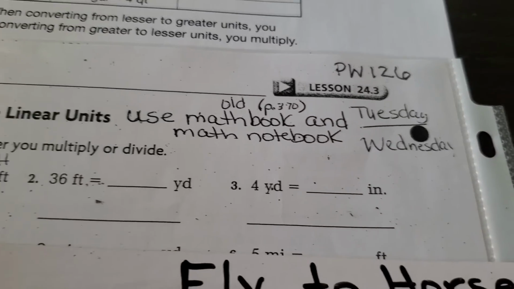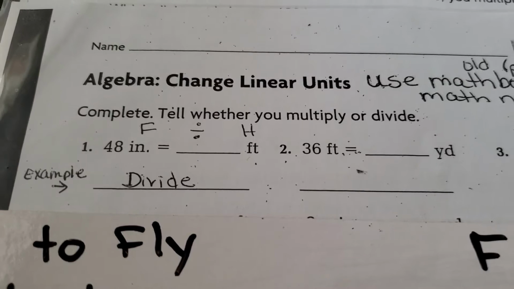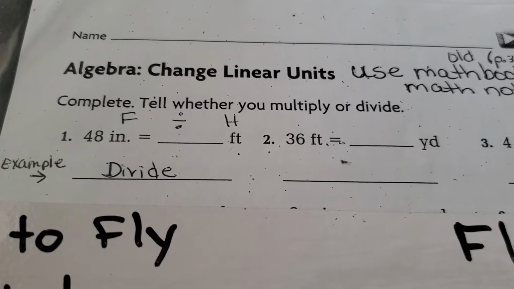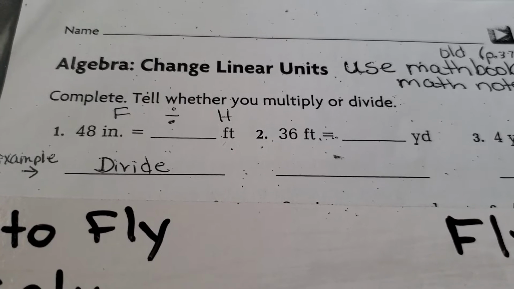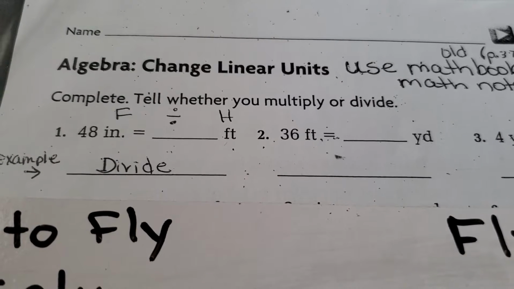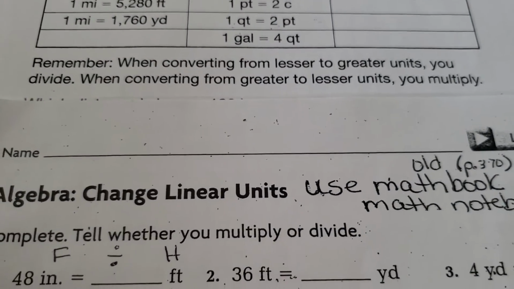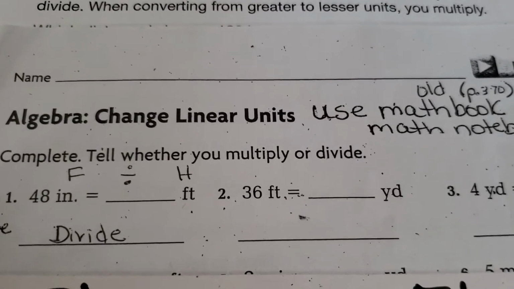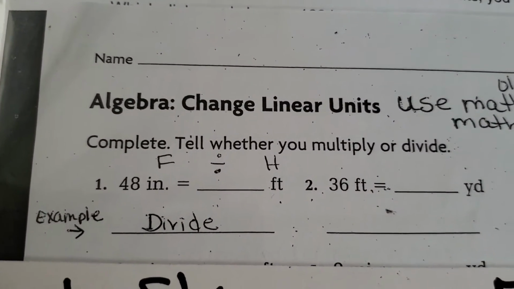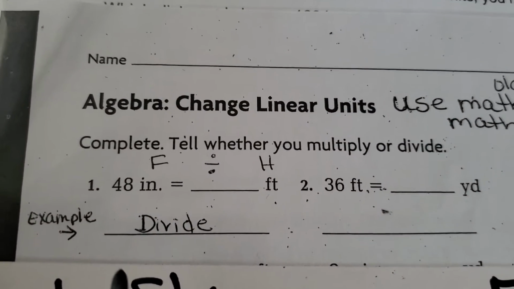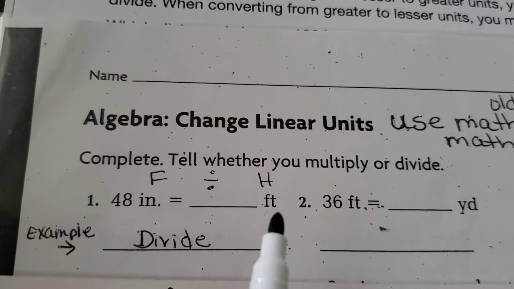Okay, so again, I'm on PW126, and the title of the page is Algebra Change Linear Units, and they want you to complete and tell whether you multiply or divide. So we're going to complete first, and then we're going to tell whether we're multiplying or dividing. I've done example number one, part of it for you already. So let's look at number one. It says here 48 inches equals how many feet?